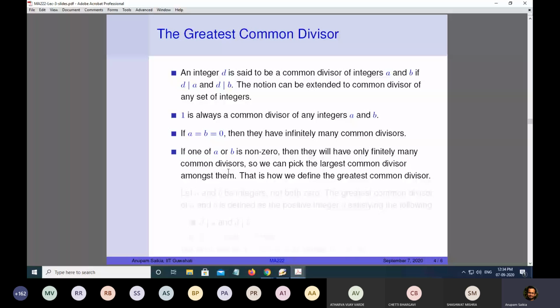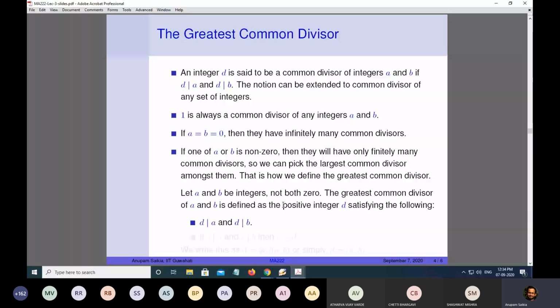If we give a proper definition, it's like this: let A and B be two integers, not both zero. The greatest common divisor D satisfies these two properties: D divides A and D divides B, and if C divides A and C divides B, then C is less than or equal to D. Remember that this is a positive integer. Clearly, if D is a divisor, minus D is also a divisor, so positivity we can always impose.